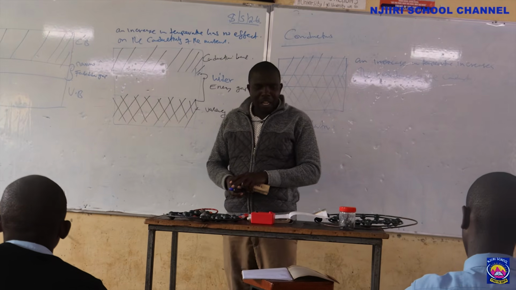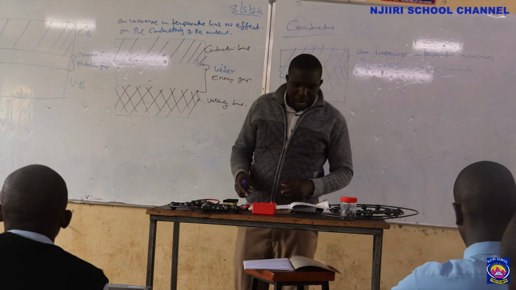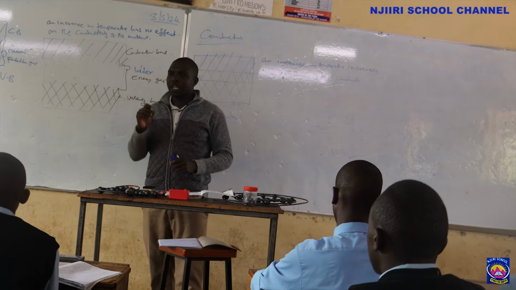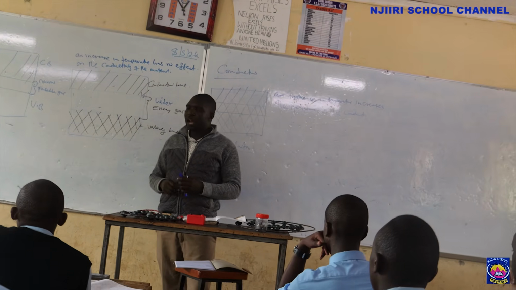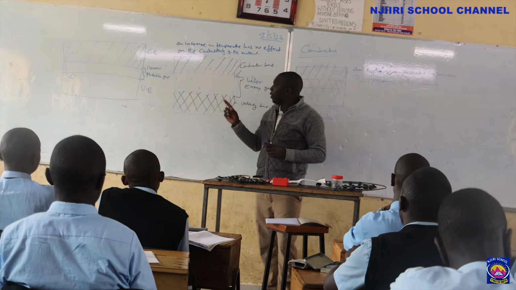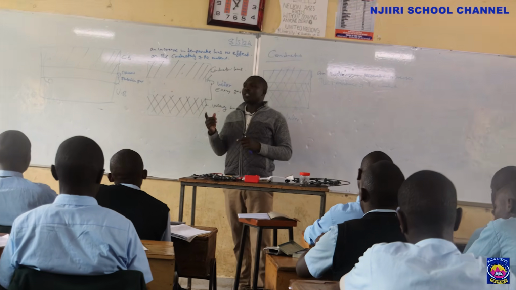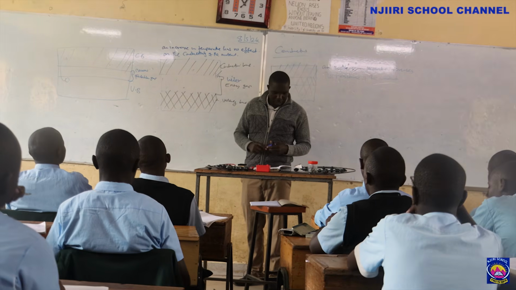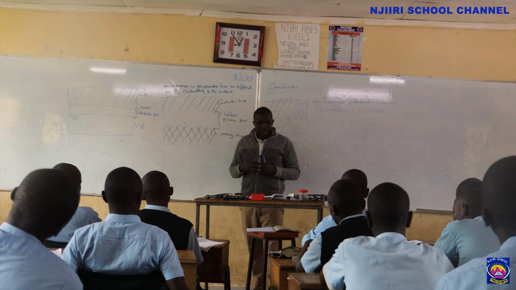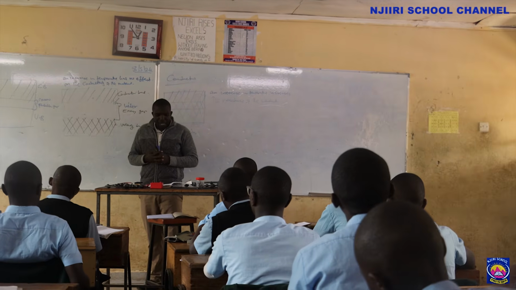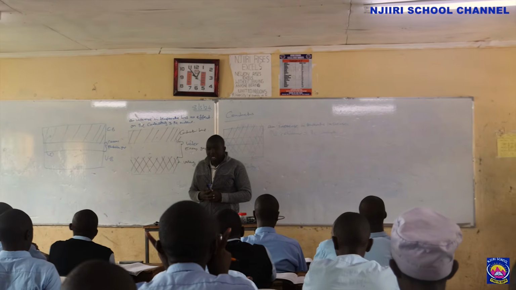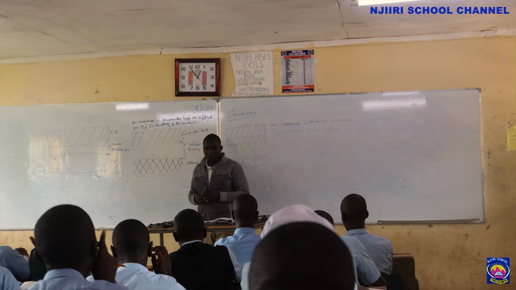So what we are trying to say is that the energy band diagram for a semiconductor has 3 parts. We have the conduction band, we have the forbidden gap, and then we have the valence band. But when you look at that forbidden gap, it is smaller as compared to that of the insulator. The conduction band has almost no electrons. It is completely empty, while the valence band is almost completely full.